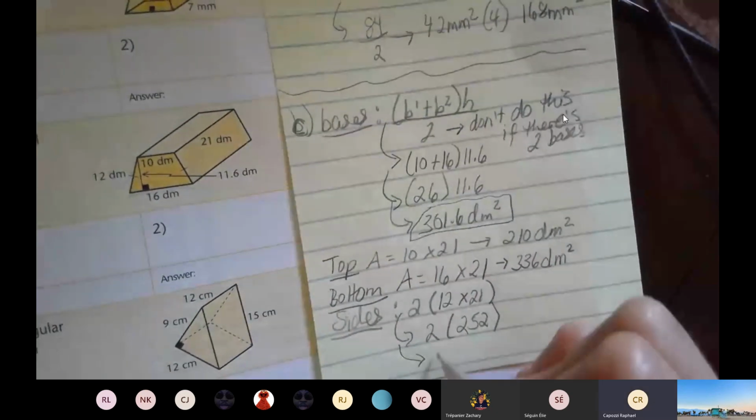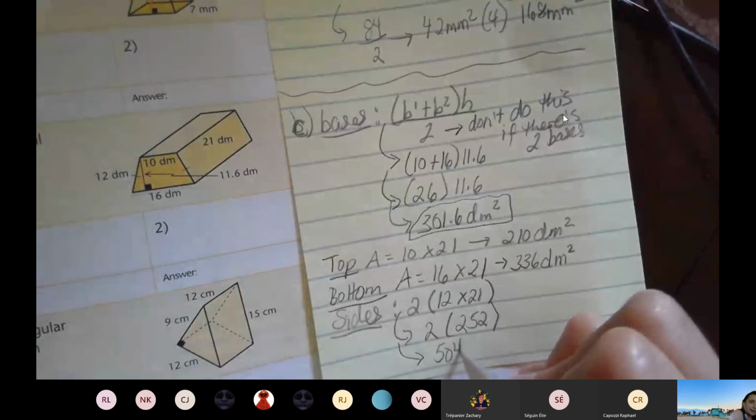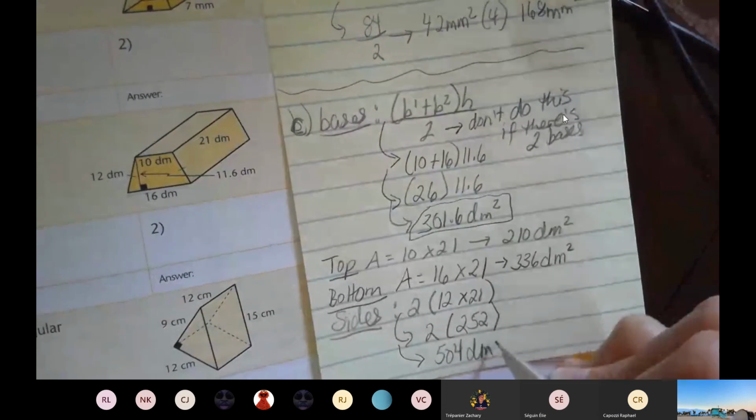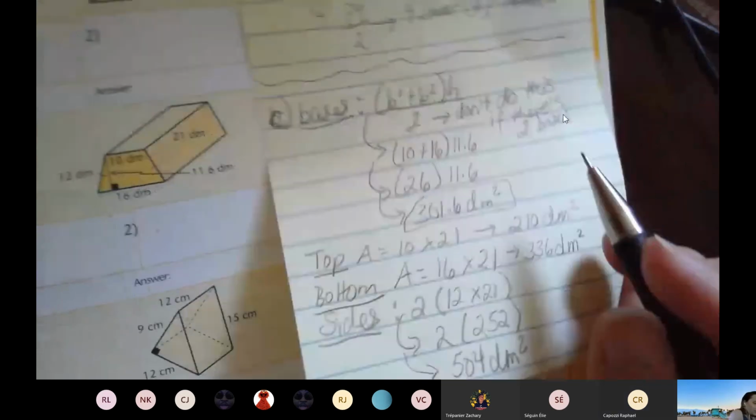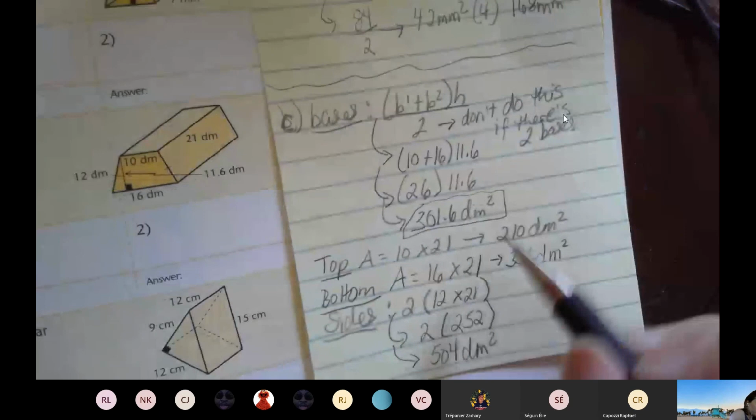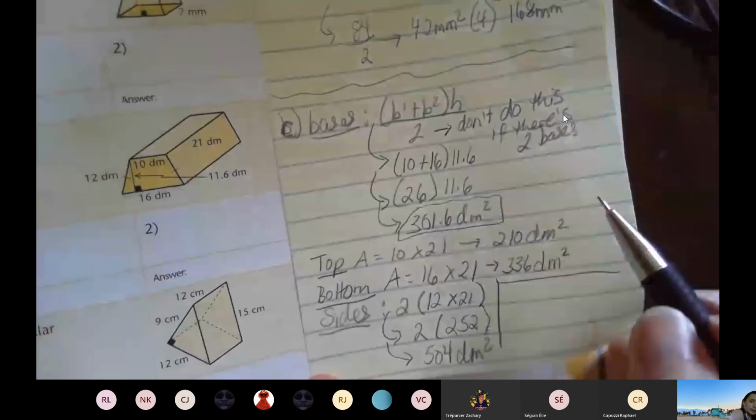Got 504. So now we have to add all of these up. So I'm going to do that over here. I'm going to write TSA.